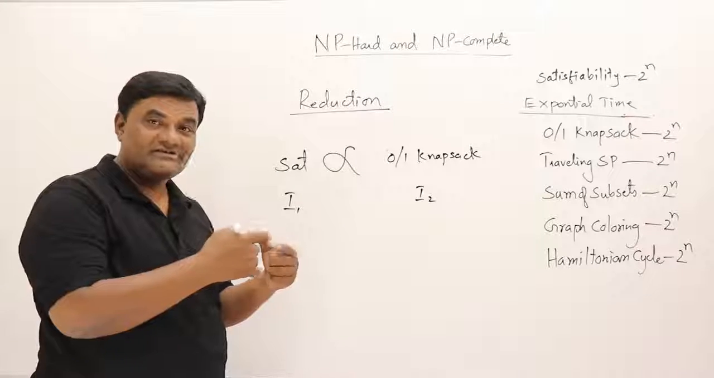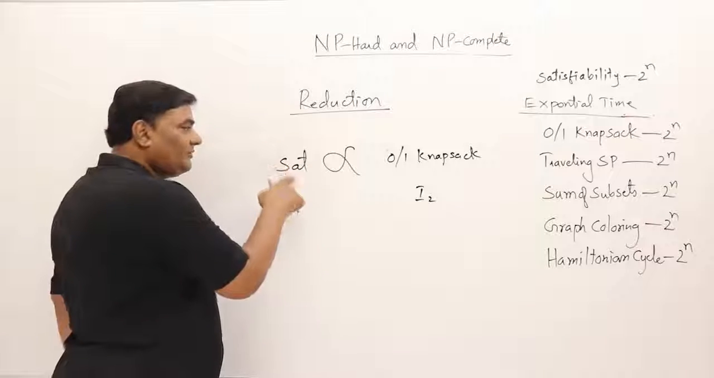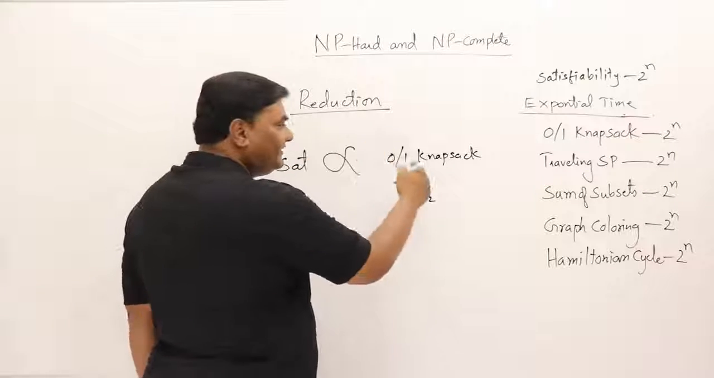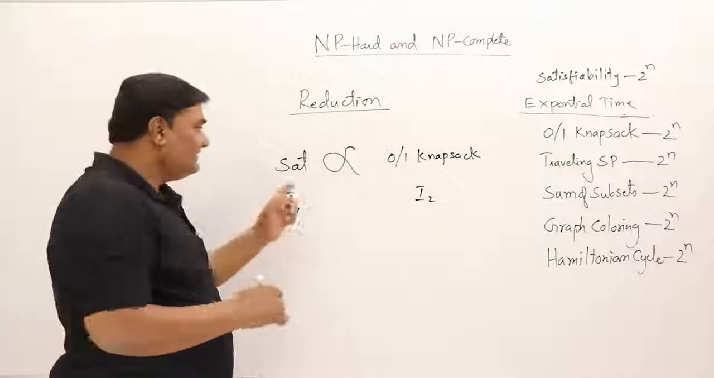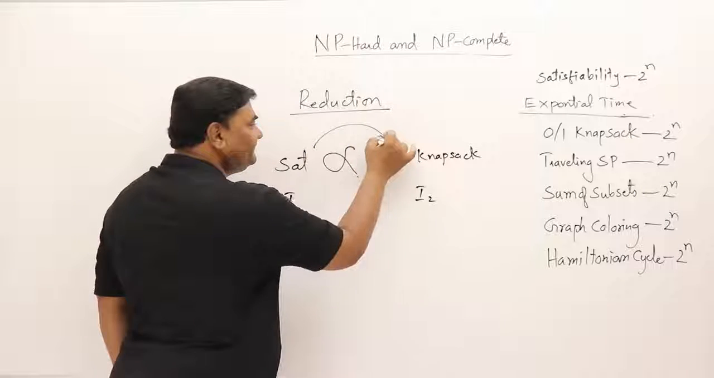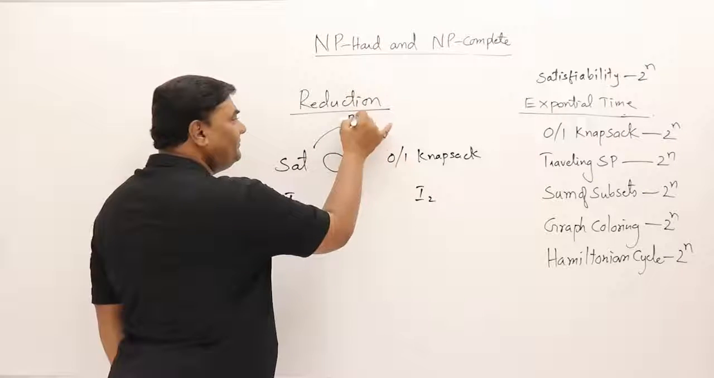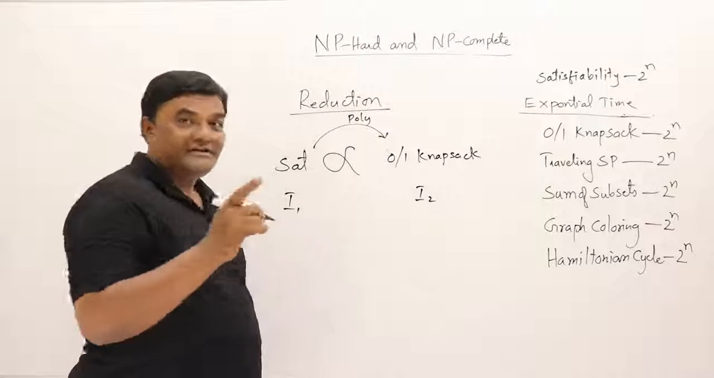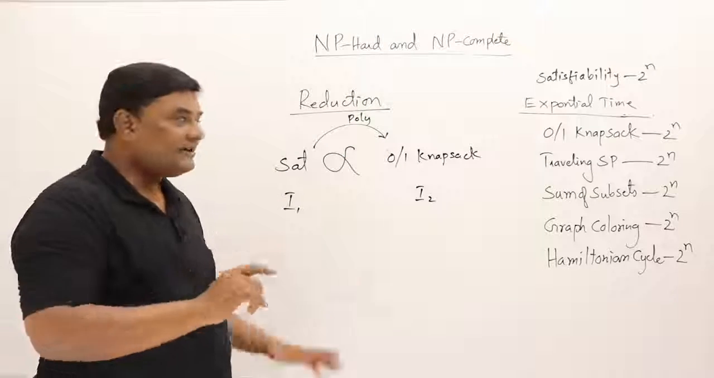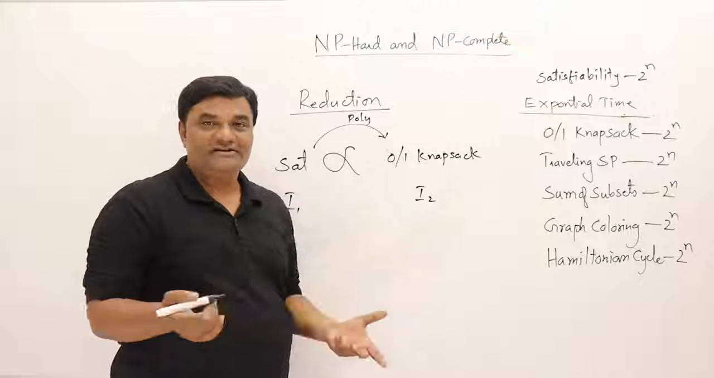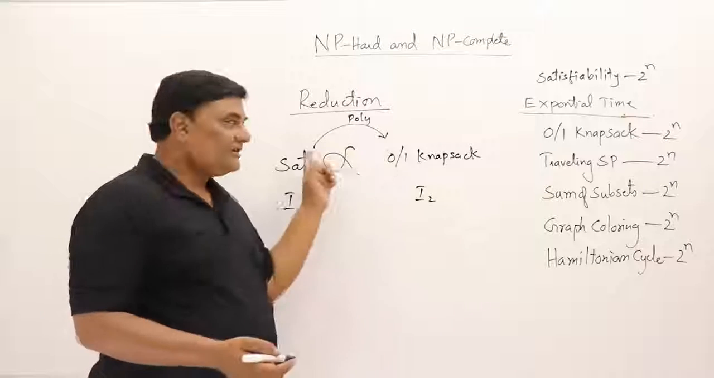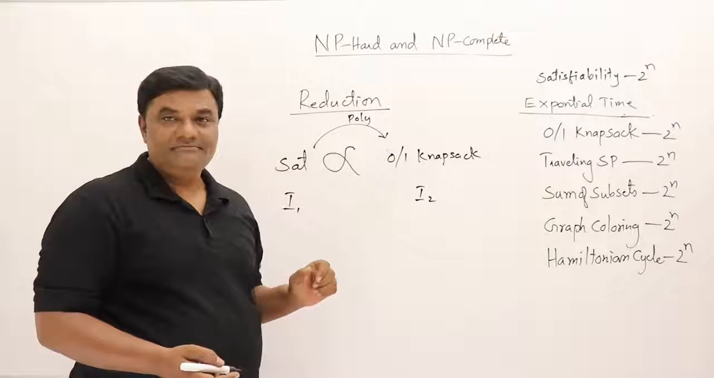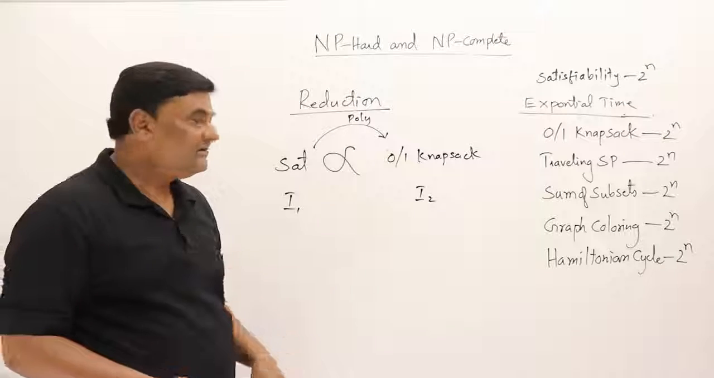So how do we show the relationship? We take an example formula and convert that formula into a 0-1 knapsack problem. And for this conversion we will not take much time, we take polynomial time only. We don't take exponential. If the conversion itself takes exponential time, then it's of no use. So the conversion will be done in polynomial time. This is one important thing.